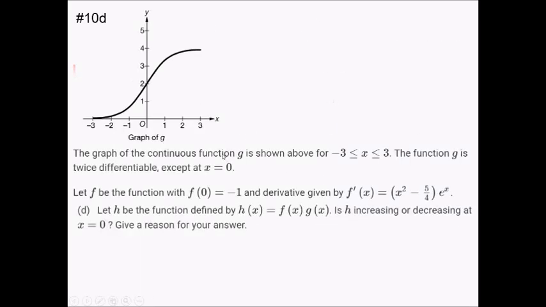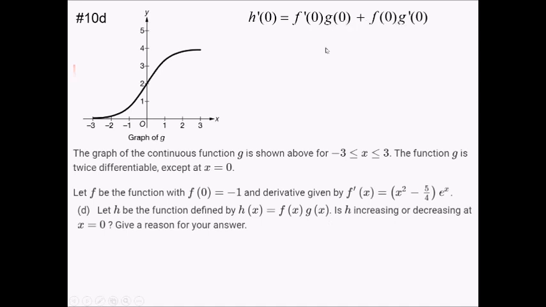For this last part of the problem, we're defining a new function h as f of x times g of x, and we just want to know if h is increasing or decreasing at x equals 0. Well, let's talk about h prime first. Because this is the product of f and g, we're going to use the product rule. I can say that h prime of 0 is going to be f prime of 0 times g of 0 plus f of 0 times g prime of 0. And then we just have to figure out what each of these things are.